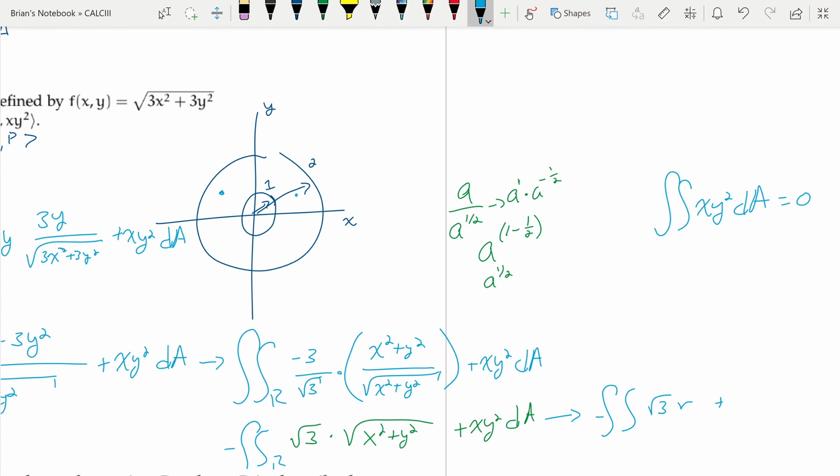So we can pull that across, and you know how you can split integrals up when you have an addition sign in the middle of it. So we could say 3r dA plus this xy squared dA, and then this one just goes to 0.